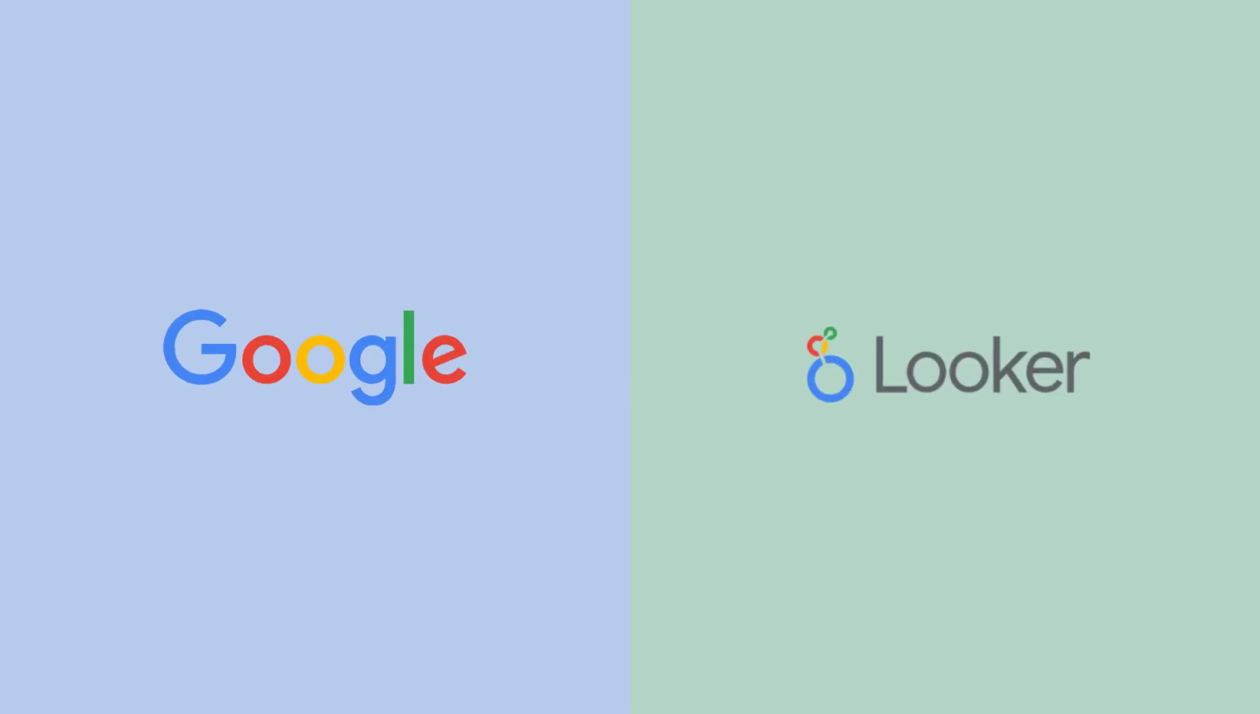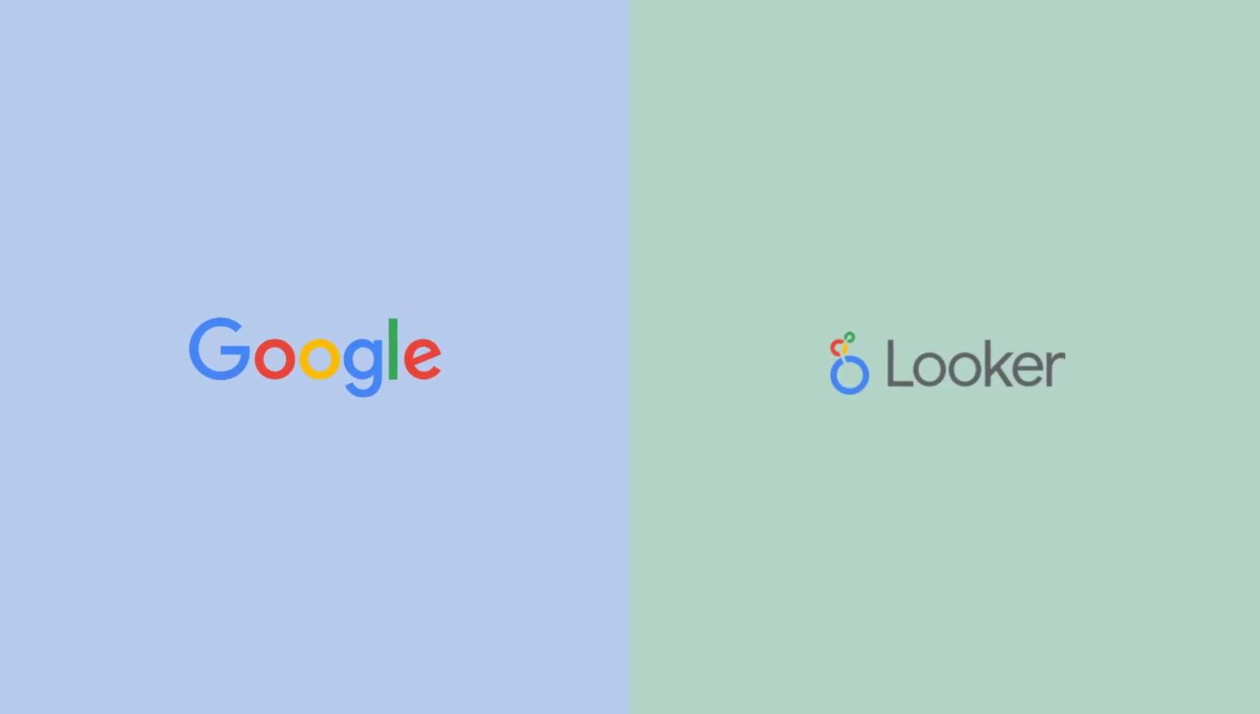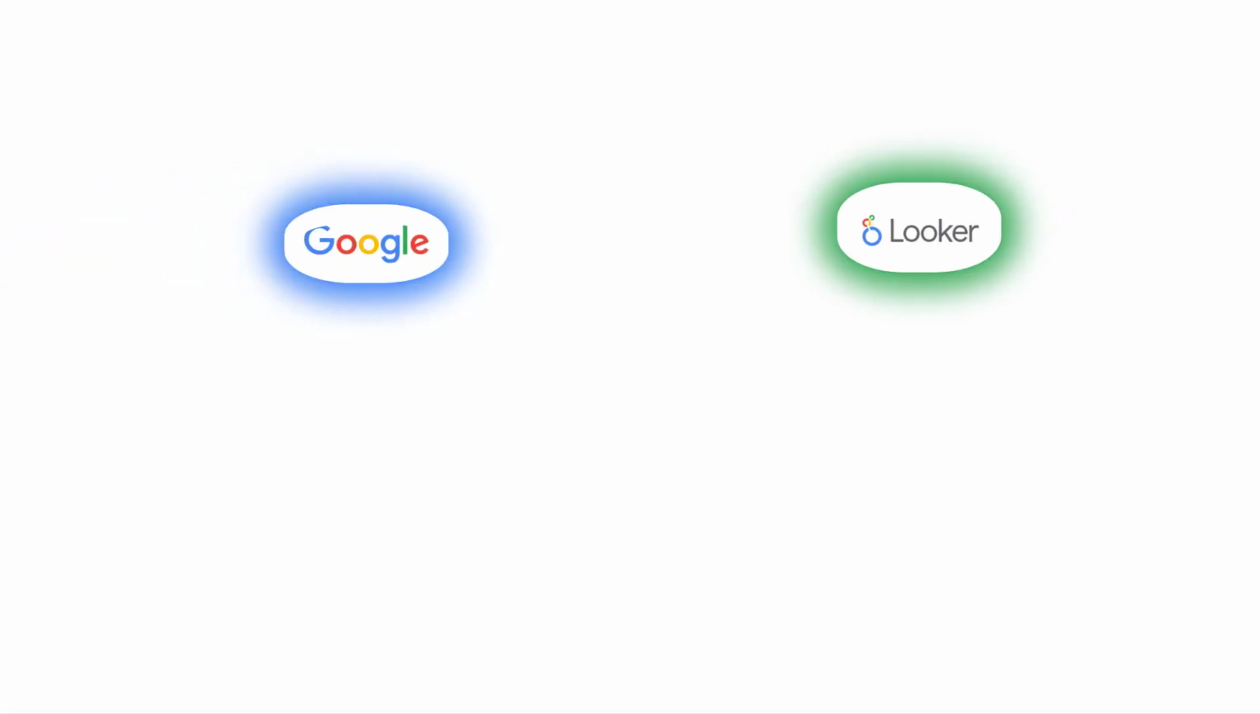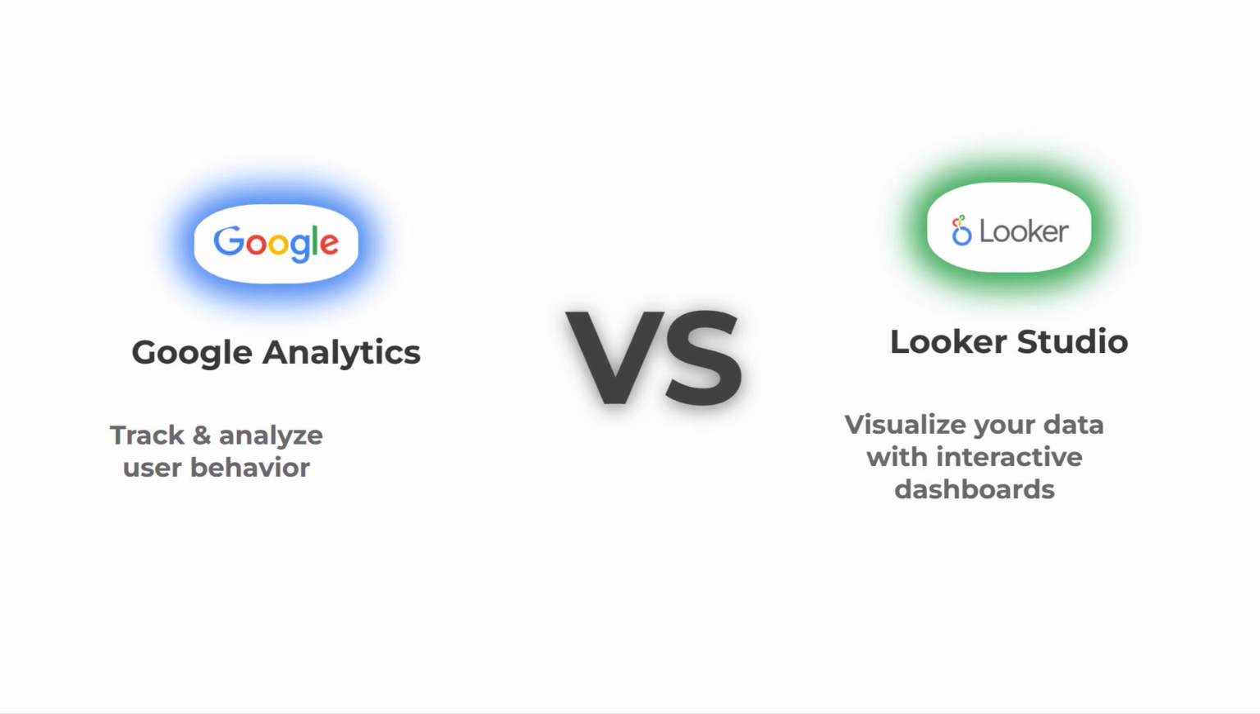Two powerhouse tools from Google. One tracks every click. The other brings your data to life. Which one really delivers? On the left, Google Analytics. Track and analyze user behavior. And on the right, Looker Studio. Visualize your data with interactive dashboards.